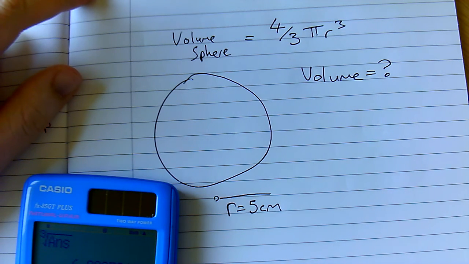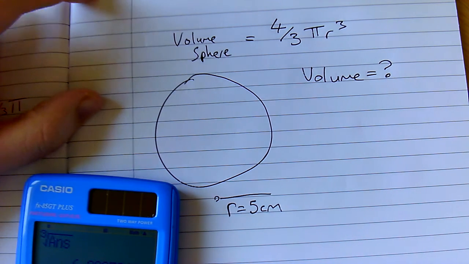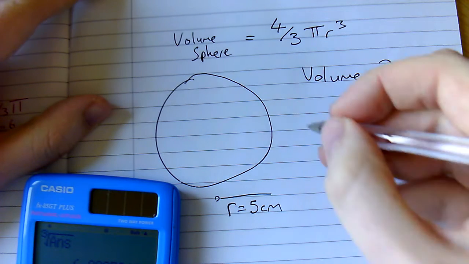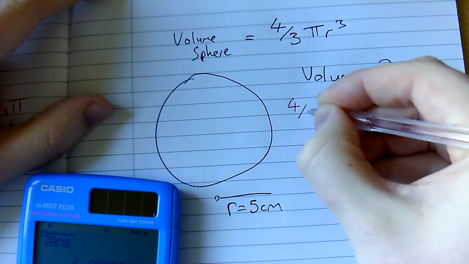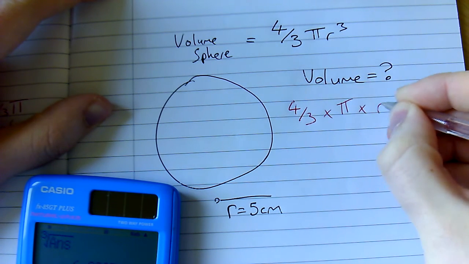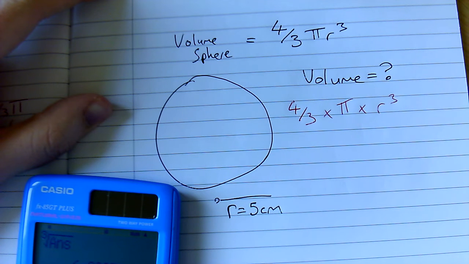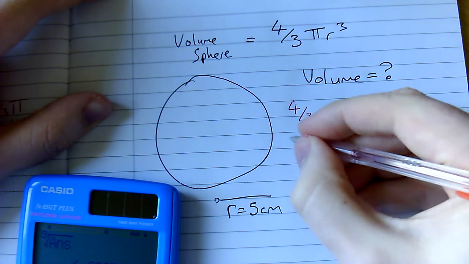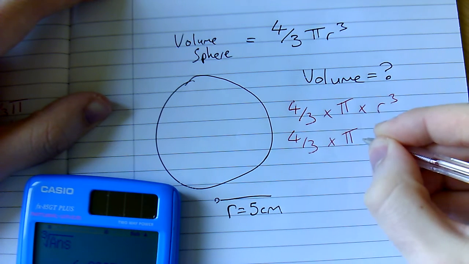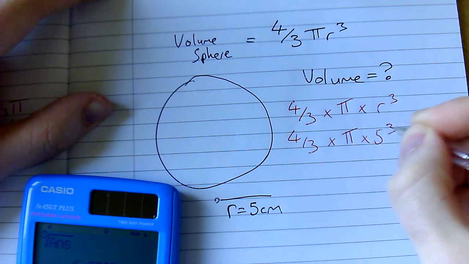To find the volume, it's pretty straightforward. I just need to substitute. I'm always going to rewrite my equation first, very important to do that. So, 4/3 times pi times radius cubed, and now I'm going to substitute in the radius which is given to me. Sometimes they give me diameter, but I would have to then halve it to get to the radius. So now that is 4/3 times pi times 5 cubed.